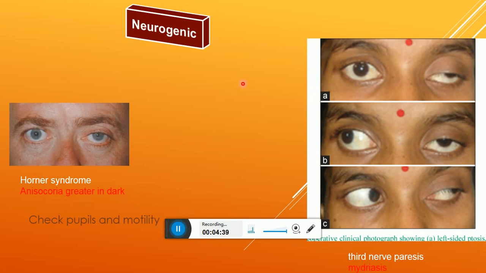There are different types of ptosis. Number one is neurogenic. It is caused by an innervational defect, for example third nerve paralysis and Horner syndrome. Here you can see left ptosis due to Horner syndrome. In Horner syndrome, there will be anisocoria, which will be greater in the dark. So always check pupil and motility. In third nerve paralysis, there will be mydriasis. Here you can see ptosis due to third nerve paralysis.